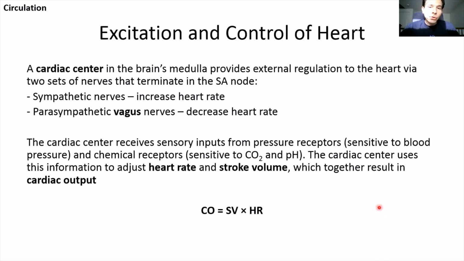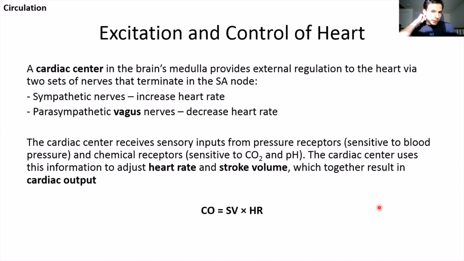Now, although the heart is myogenic, meaning it self-starts and self-excites, there is also some external regulation of the heart. We have in the medulla of our brain a cardiac center, which provides external regulation to the heart via two sets of nerves that terminate in the SA node, the sinoatrial node. Those are the sympathetic nerves, which increase the heart rate, and the parasympathetic vagus nerves, which decrease the heart rate.